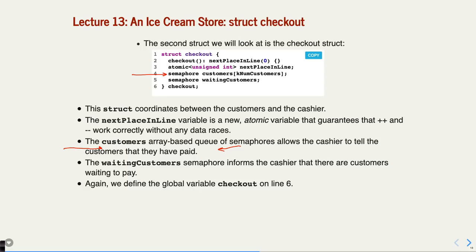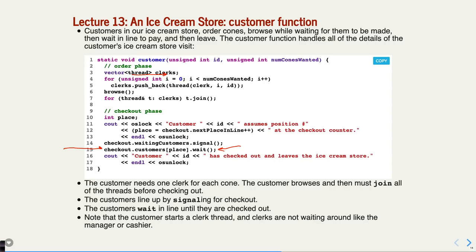How do they know where they are in line? They do right here. They get their place in line by getting the next place in line variable, which is updated per customer that comes in, and then incrementing it so the next customer gets the next place in line. Okay. That's what they're doing right there. And then the cashier is just going to go through a loop and know which one to actually get next. Right. And the only way the cashier is going to know to get anybody is because the cashier gets signaled. So that's the signaling part there.